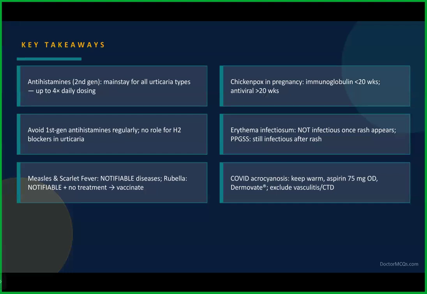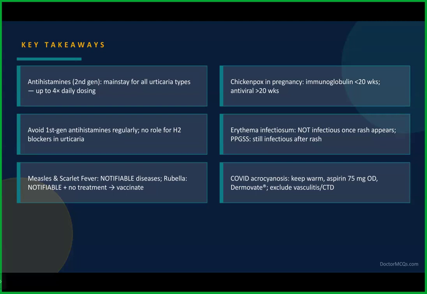What we know over here: second generation antihistamines are the mainstay for urticaria, especially fexofenadine 180 milligrams, even 4 times a day. First generation is avoided because it can cause cardiac problems, and there is no role of famotidine, etc., in urticaria.